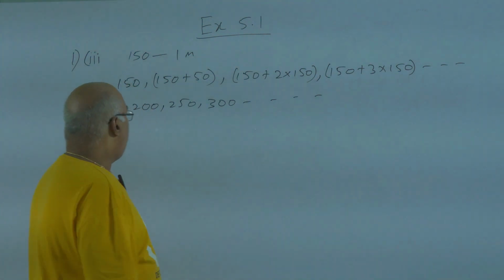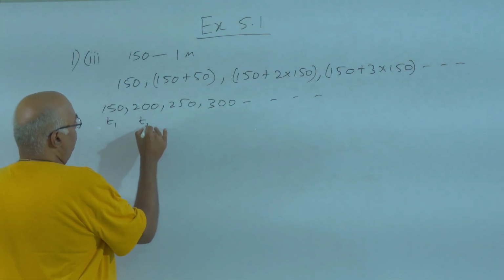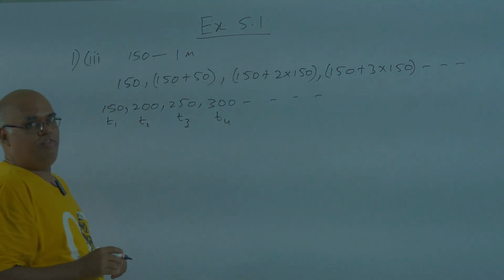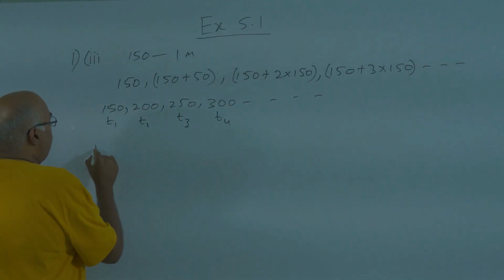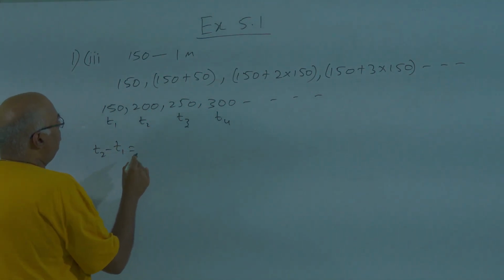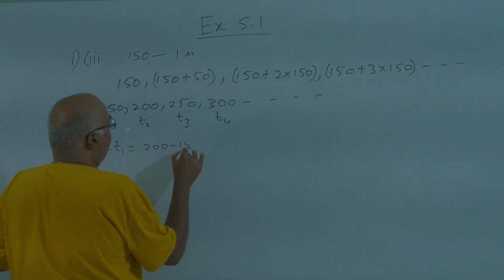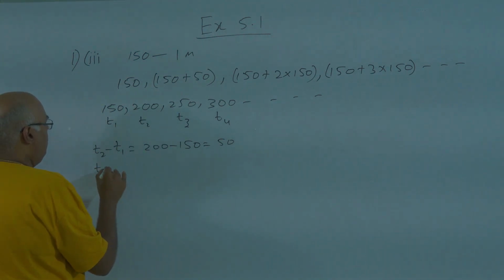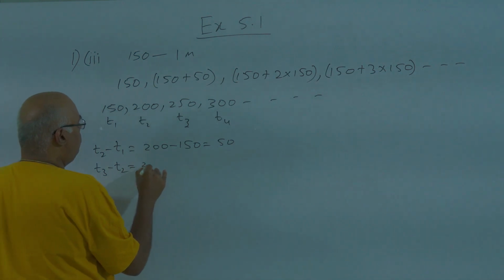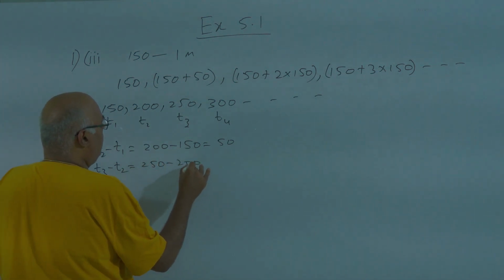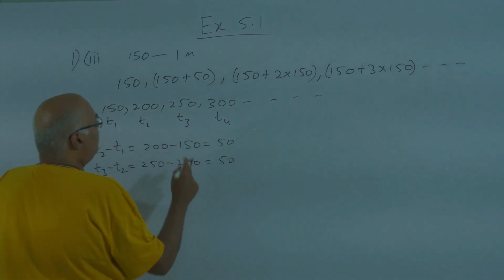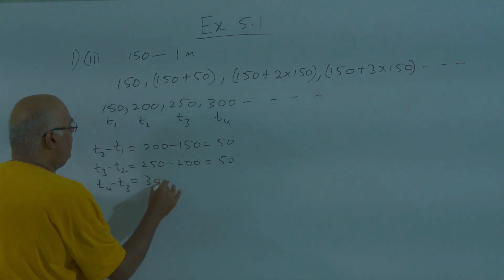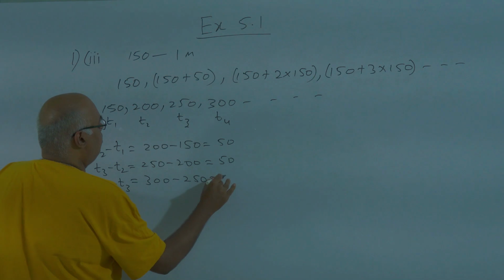Now we have to check whether this money amount which is given is in arithmetic progression or not. So here this is T1, this is T2, this is T3 and this is T4. Now let us find the common difference. T2 minus T1 is equal to 200 minus 150, which is equal to 50. T3 minus T2 is equal to 250 minus 200, which is equal to 50. T4 minus T3 is equal to 300 minus 250, which is equal to 50.